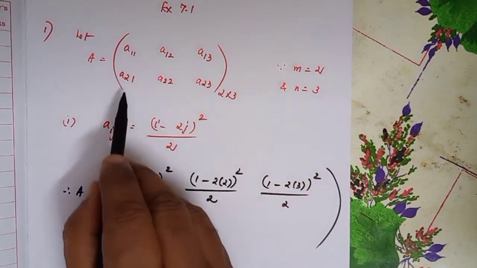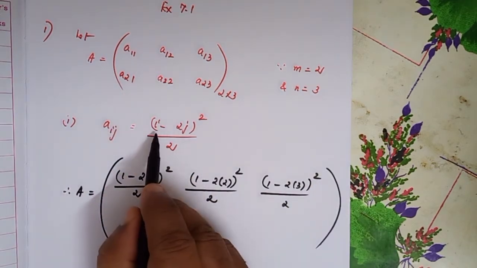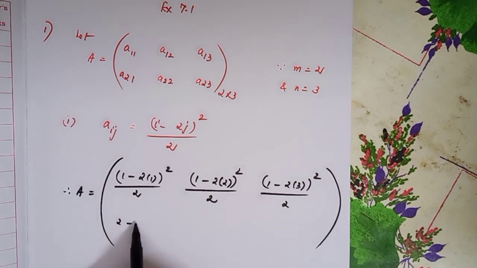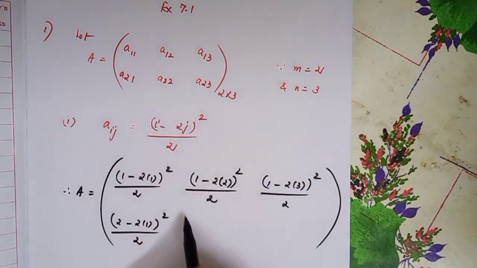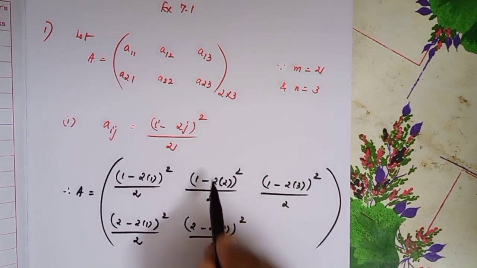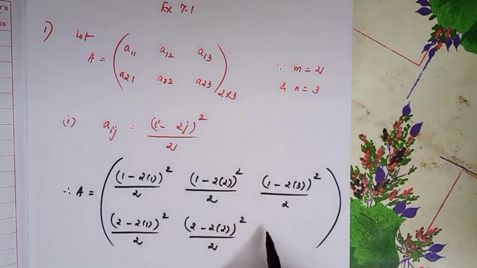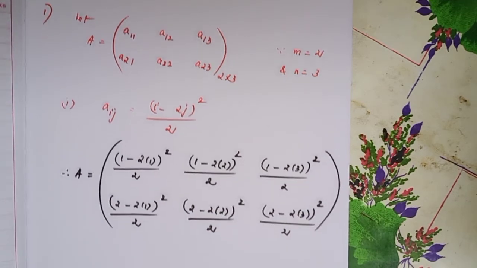Next, i value is 2, j value is 1. So we'll be getting (2 minus 2 into 1) and its square divided by 2. Next, i value 2 and j value also 2. So we'll be getting (2 minus 2 into 2) whole square divided by 2. Next, i value is 2, j value is 3. We'll be getting (2 minus 2 into 3) whole square divided by 2. Then you have to simplify, that's all.